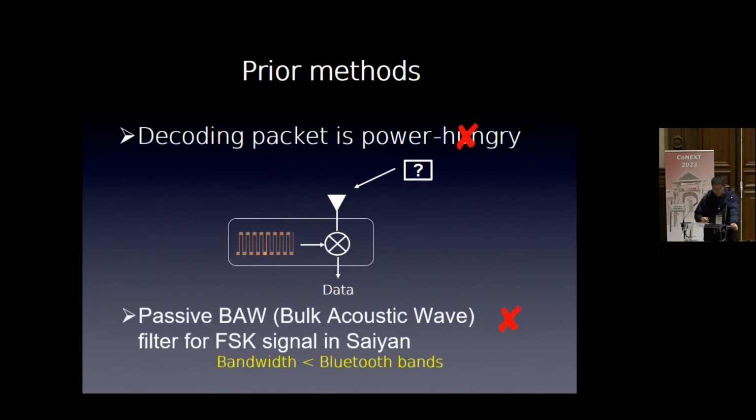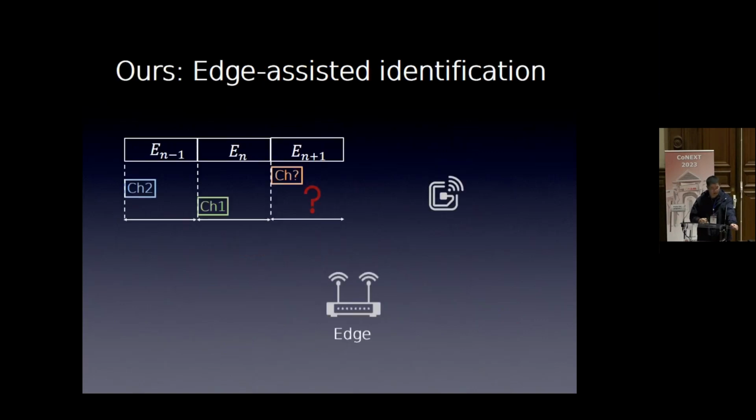Another work, Cyan, proposed a passive bulky acoustic wave filter to transform the FSK signal into an ASK signal. So the tag can extract the envelope using a simple rectifier. However, the bandwidth of this BAW filter cannot cover the Bluetooth channels. So we introduce an assistant edge to do frequency identification. The basic idea is that our edge identifies the ambient frequency and forwards it to the tag using an ASK signal.